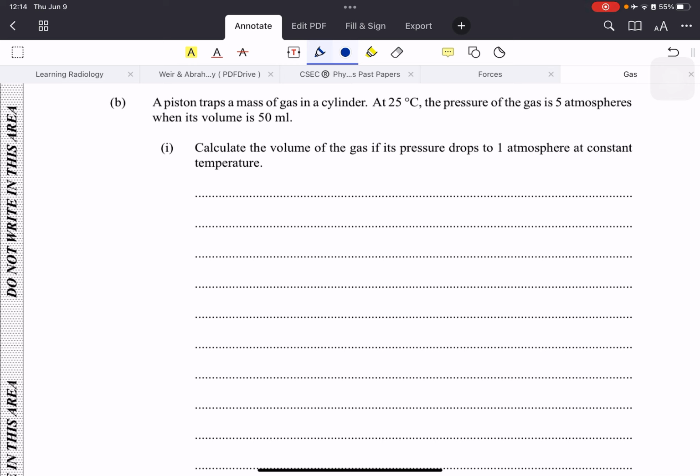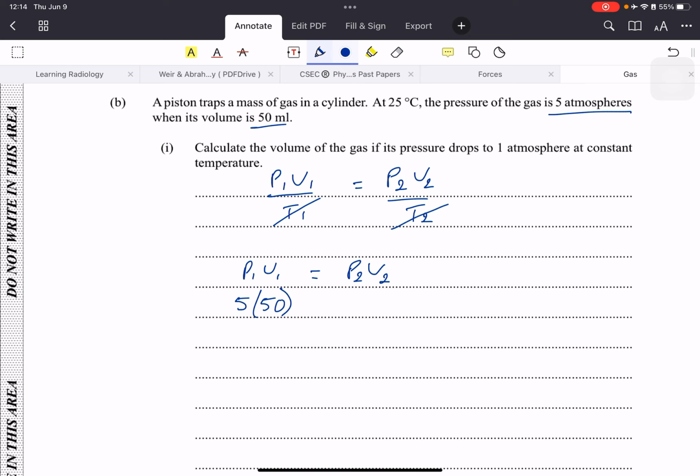So again, it's the same thing, right? So you put your combined equation at constant temperature, you cross off your temperatures, bam. So you end up with this now. P1 V1 is equal to P2 V2. So P1 is 5 atmospheres, so you can just put 5. V1 is 50. So you multiply by 50.